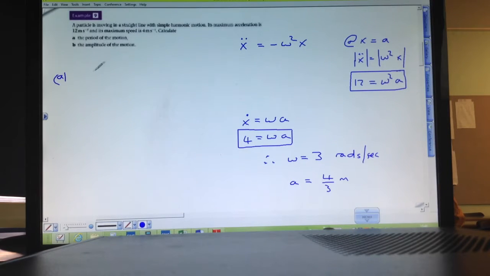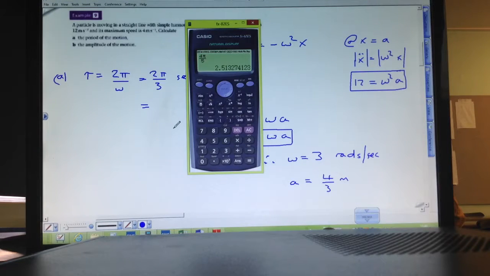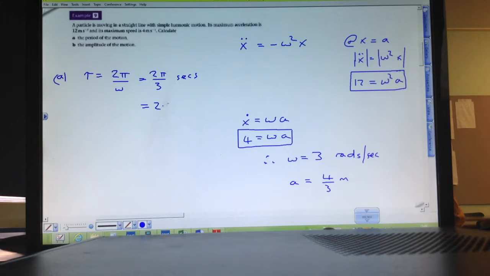Which now says the period of the motion tau is equal to 2 pi over omega, which is 2 pi over, and omega is 3. And it's seconds. I don't know what that will be in decimals. I would write it down, I suppose. Is it 3 sig fig? Anybody? 2.09 seconds. Okay? Right, and then part B, it simply says the amplitude of the motion.